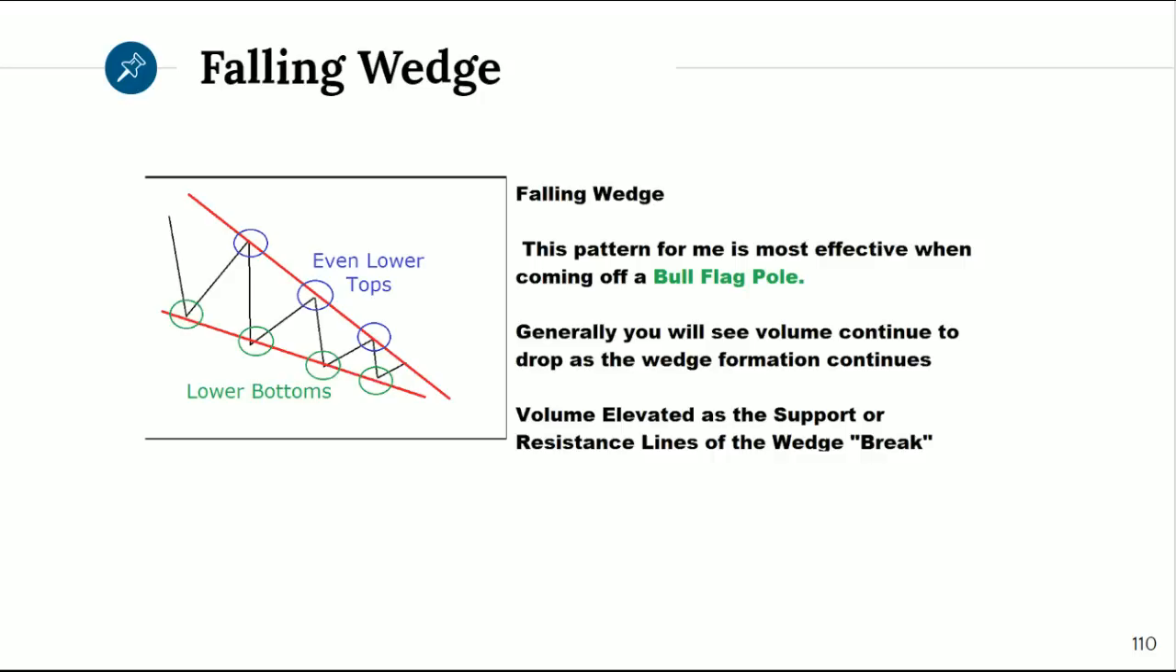So what does a falling wedge look like? Lower highs, lower lows. This pattern for me is most effective when coming off of a bull flagpole. Generally, you're going to see volume continue to drop as the wedge formation continues. Volume is elevated as either one of those trend lines, those red lines you see, break. And that's what a falling wedge looks like.